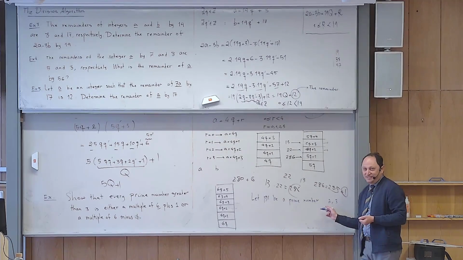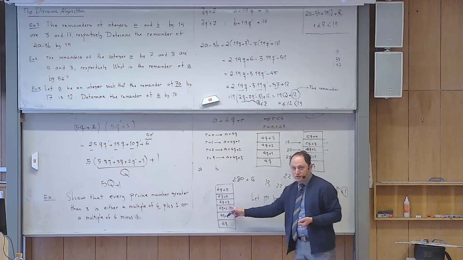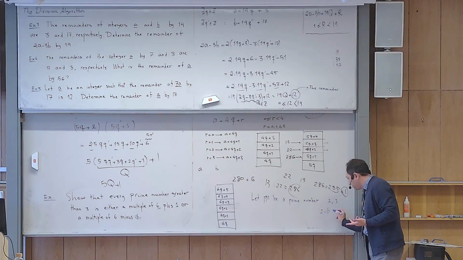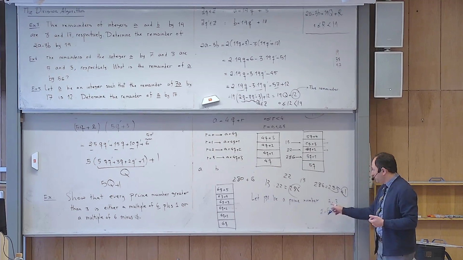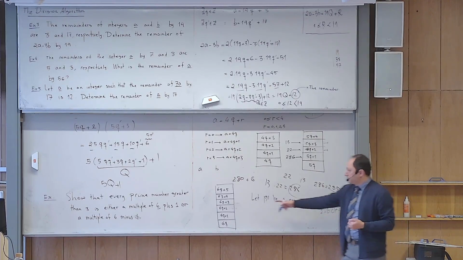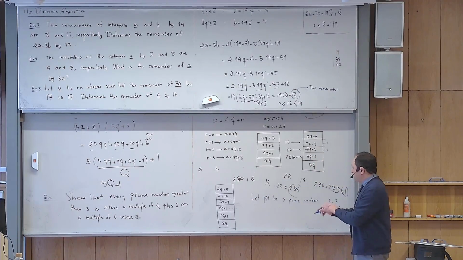Yes? 6q plus 2, yes? Because 2 is a multiple of 6 plus 2. Which multiple? 0 multiple plus 2. So 2 lives here. Where does 3 live? The next floor, yes? Okay, so I exclude this one.